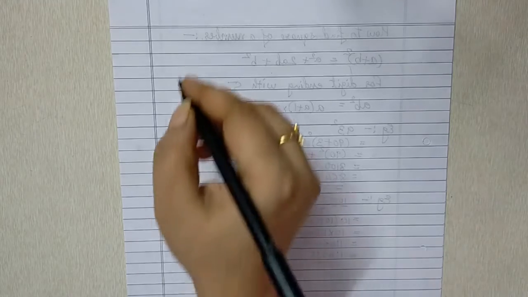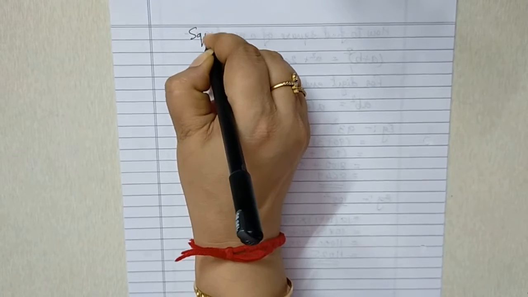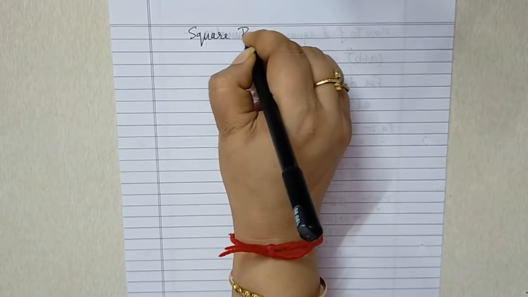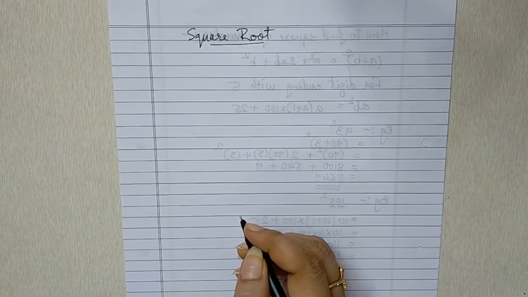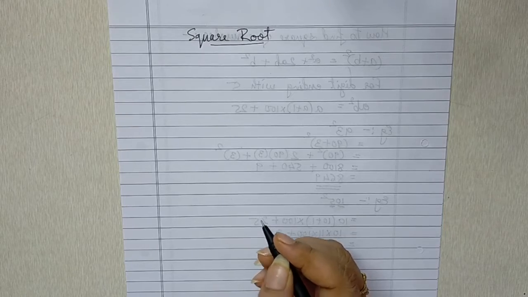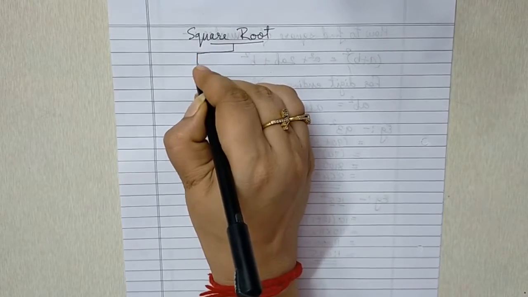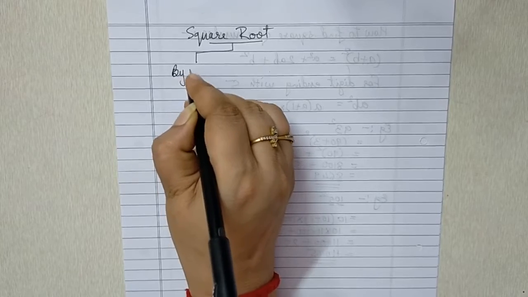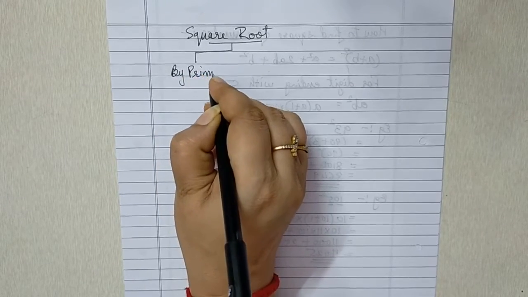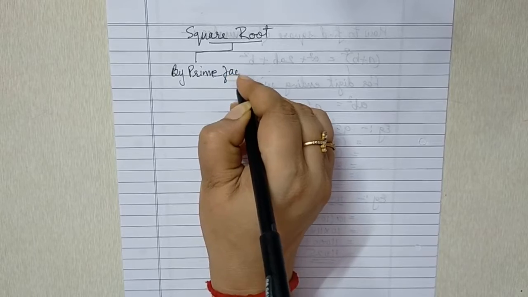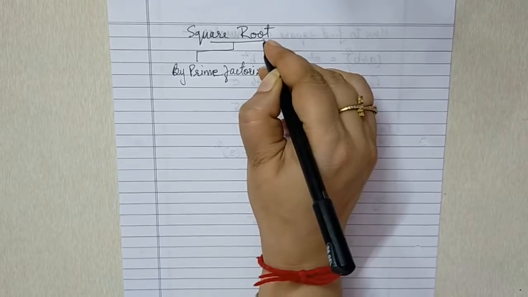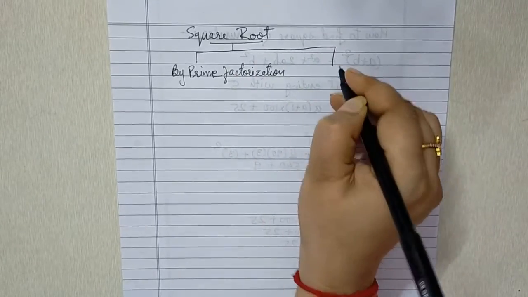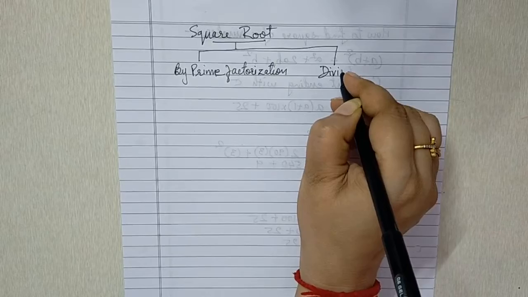In this part of our video we are going to learn how to find the square root of any number. To find the square root of any number we should have a square number with us. Now there are two methods to find a square root. The first method is by prime factorization, and the second method which we are going to learn is the division method.